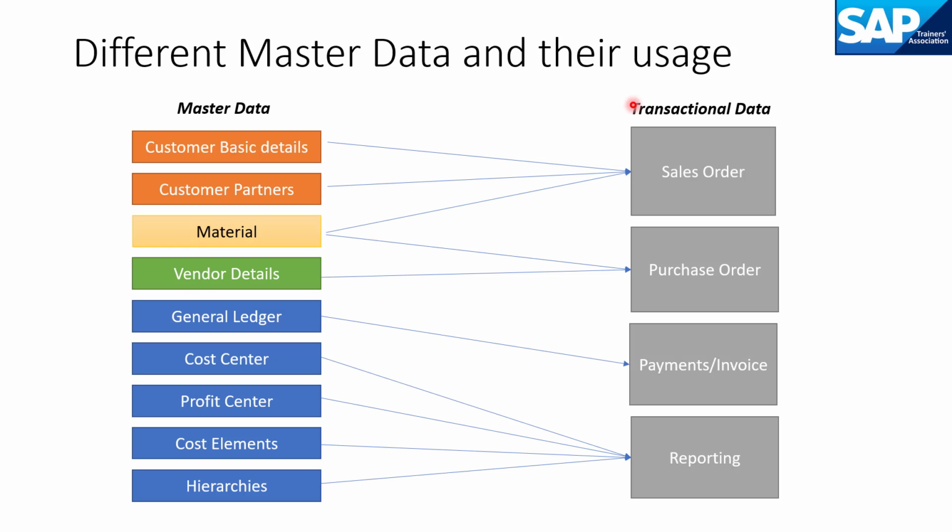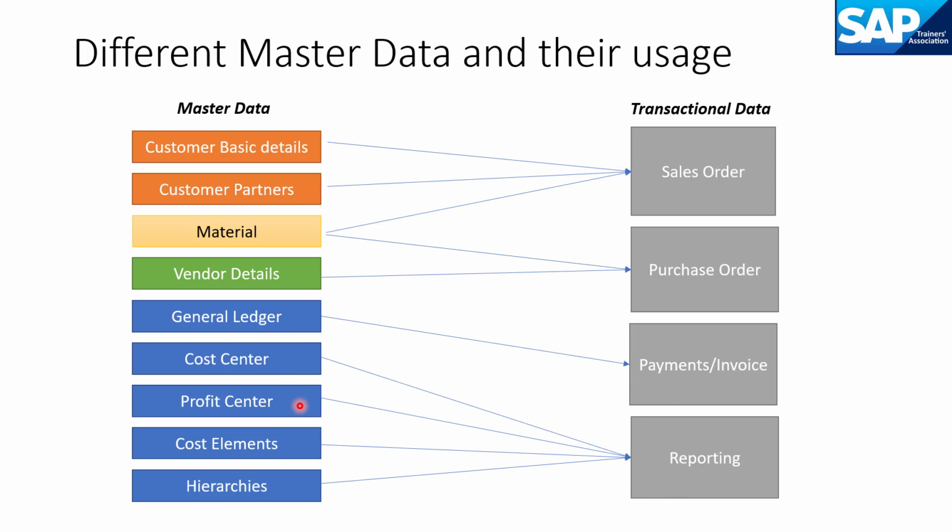So let's say where it is used: different types of transaction data. And this is not an exhaustive list. This is just for example. It's the sales order, purchase order, your payments, your reportings. These are all transactions. Okay? So when you create a sales order, you need customer details and material. You don't need who is selling it in general. But to create a purchase order, you need who is selling it and what material it is. For payments and invoices, you need general ledger.